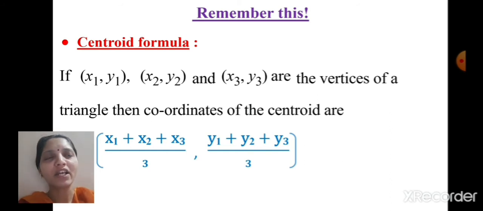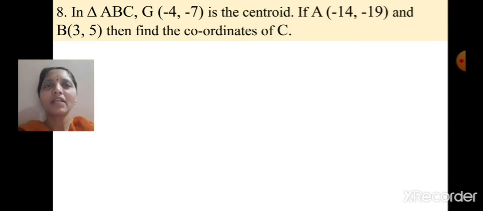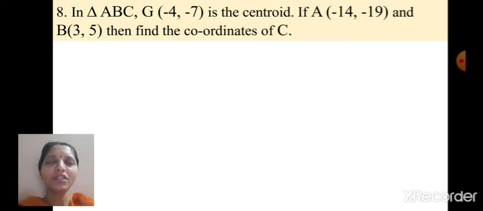Now let's try to solve practice set 5.2. First 7 sums we did in the previous session. Now we will solve 8th sum. In triangle ABC, point G with coordinates -4, -7 is the centroid. If A has coordinates -14 and -19, point B has coordinates 3 and 5, we are having these 2 points, then find the coordinates of point C. So vertex A and vertex B coordinates we know, we have to find the coordinates of vertex C.